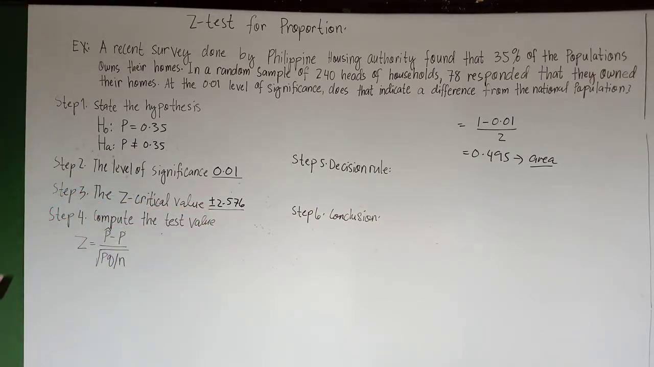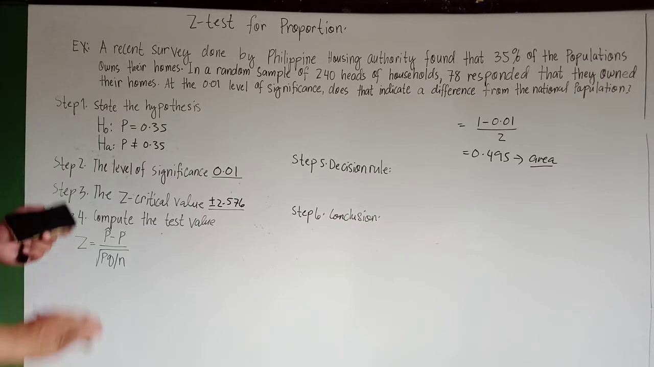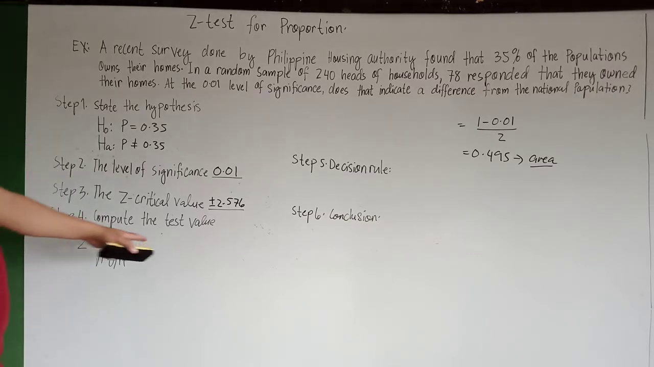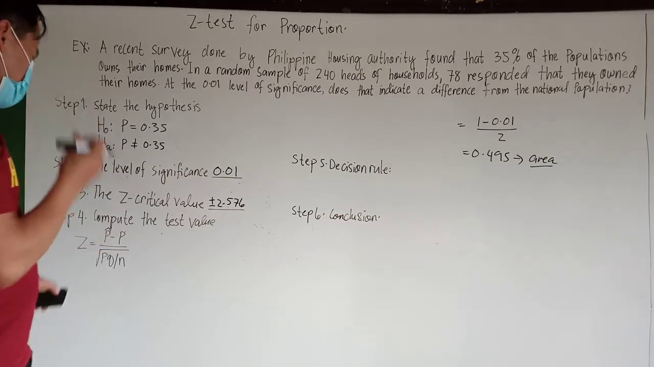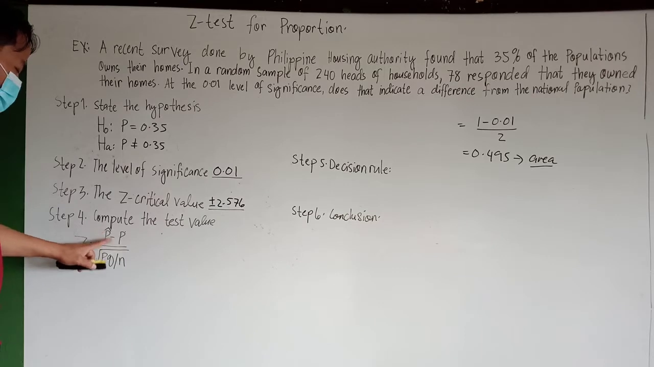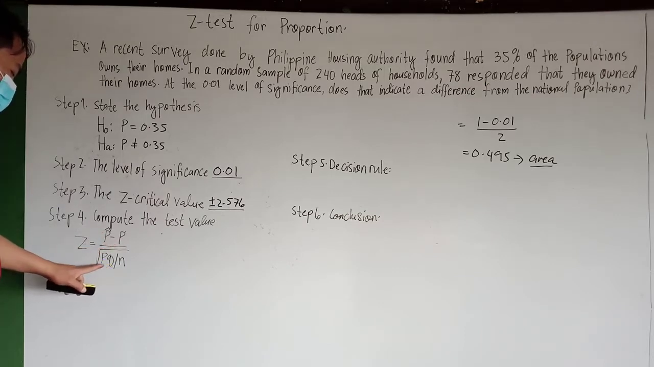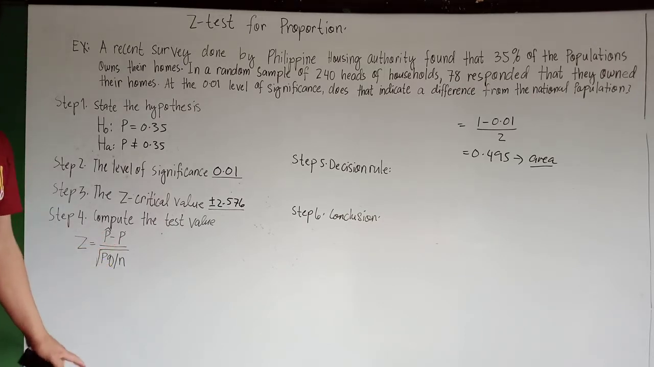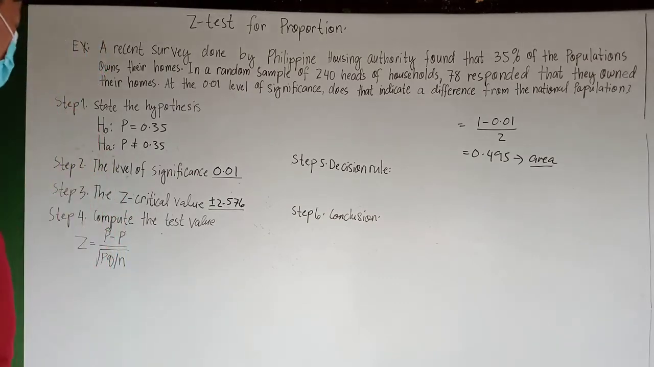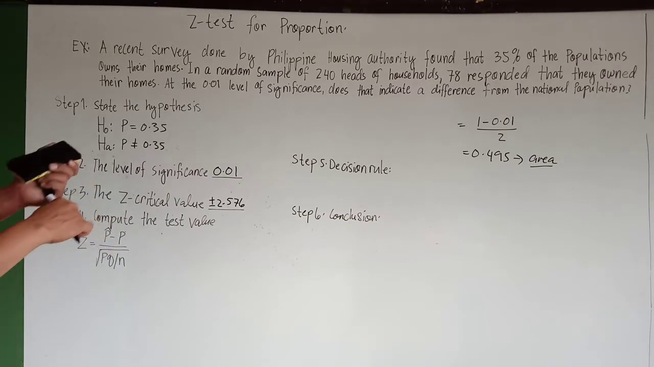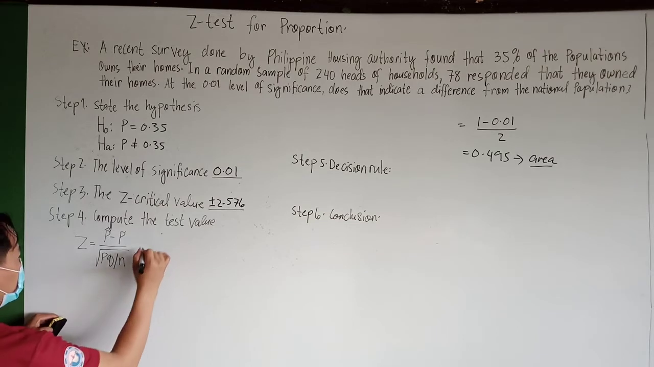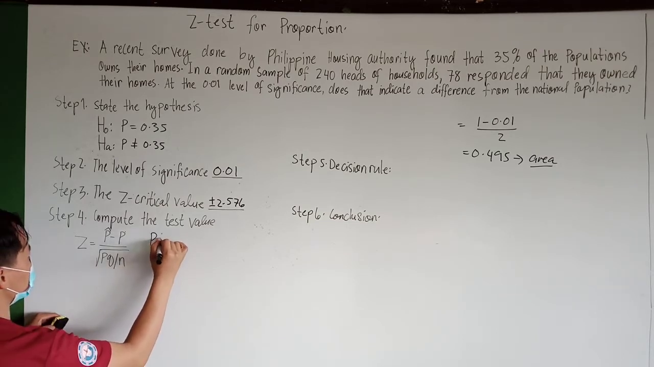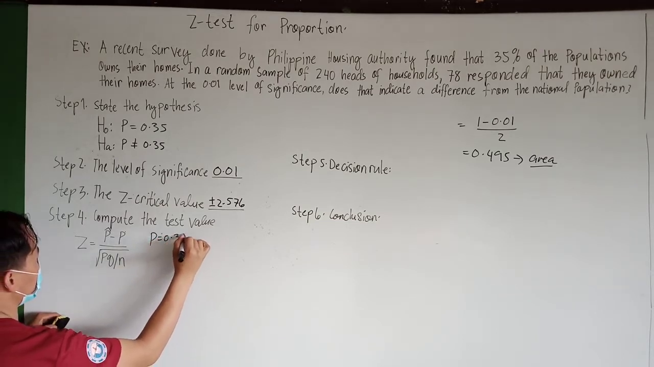The fourth one, we have to compute the test value. But before that, we have to identify the p hat. Z is equal to p hat minus p over the square root of p times q over n. Q is referring to the probability of failure, and n is referring to the sample. First, we have to identify, given in the problem, that p is equal to 0.35.